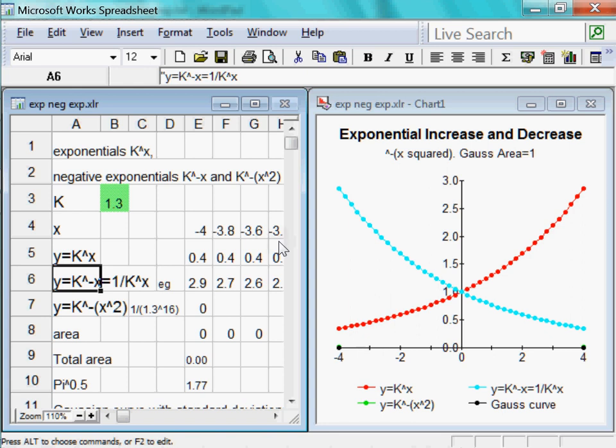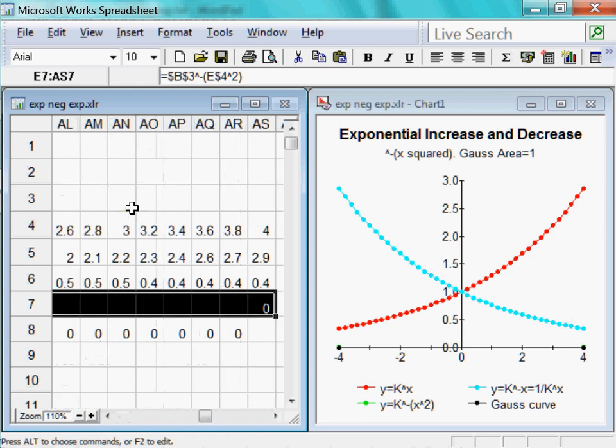What's interesting is if we take this x-axis and square every number, they all become positive. And if we then put a minus sign in front of it, they all become negative. And we get an interesting shape that's very useful. Control C, Control V.